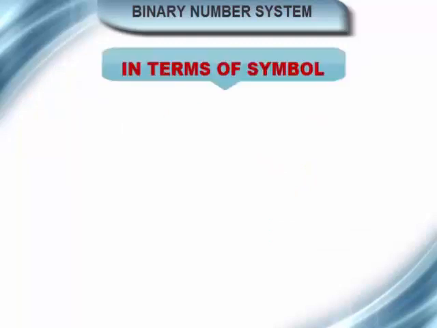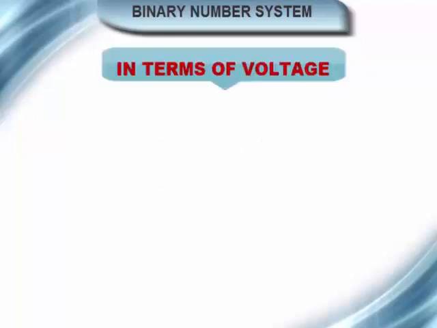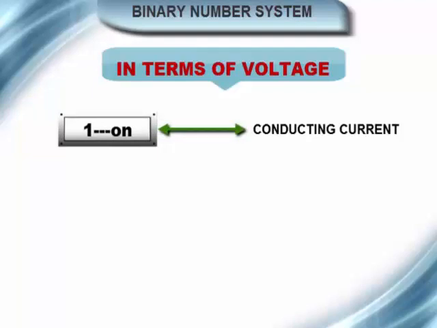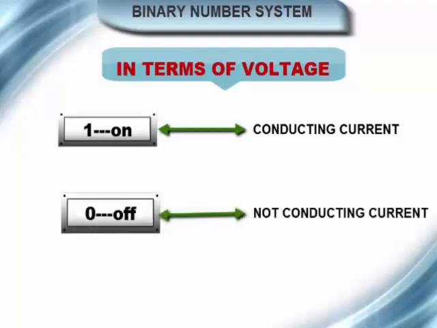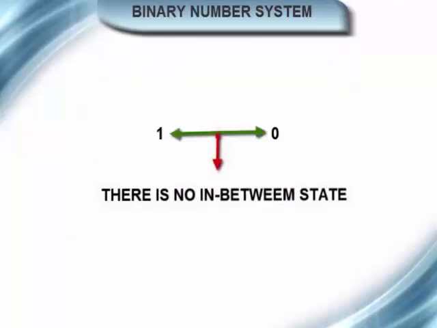Basically, binary numbers are used to represent 2 things. In terms of symbols, binary numbers represent 2 conditions: if there is 1, it is considered true, and if there is 0, it is considered false. And if we talk about binary representation in terms of voltage, binary numbers represent 2 states, either on or off. If it is on, it means conducting current, and if it is off, it means not conducting current. It means that there is no in-between state for an electronic circuit.